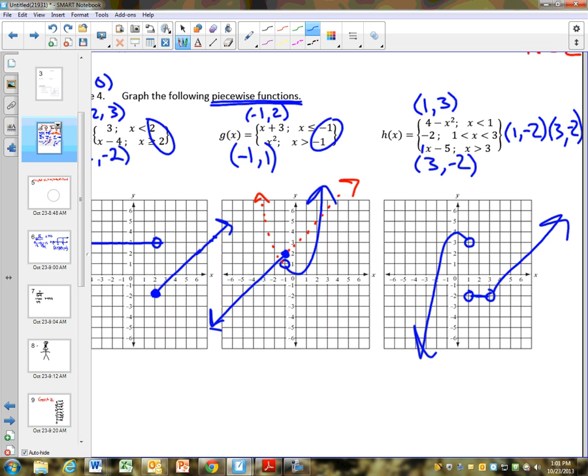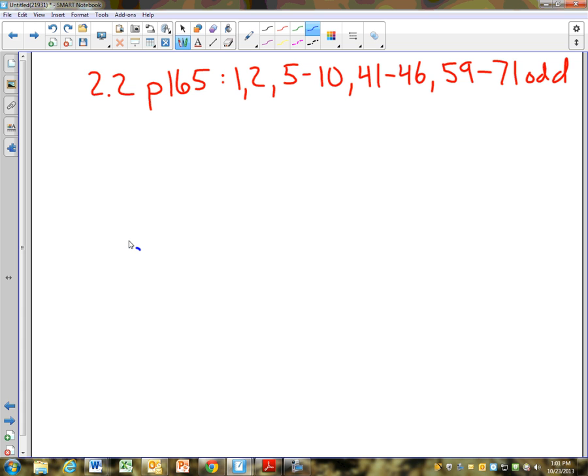Your assignment is right here. It's also up on the board. It's a little bit longer than yesterday, but some of these are pretty easy. It's just tell whether or not it's a function by using the vertical line test. You have the rest of the hour to work.